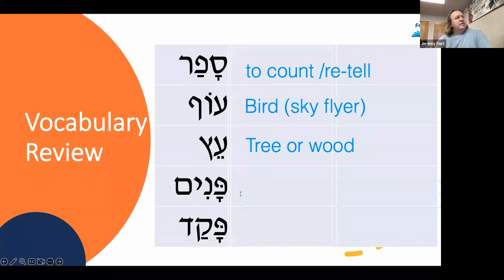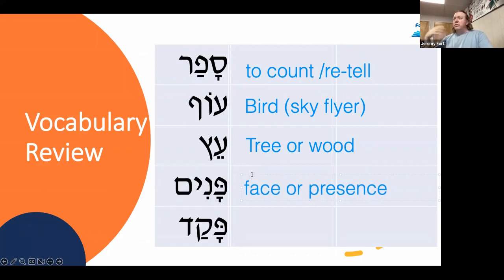In this case, it's a little bit of a mixed form for this one, but panim means, anybody remember? Face or presence. So to be in the presence of, like lifnei, would mean you're in the presence of a person. You're before their face. Yes, in the face of. Yep, Peniel. In the face of God, or God's face, or God's presence. Yep. All right.